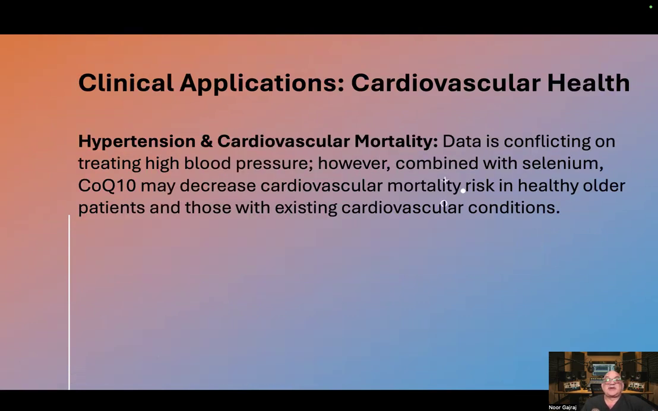Hypertension and cardiovascular mortality. Data is conflicting on treating high blood pressure. However, combined with selenium, CoQ10 may decrease cardiovascular mortality risk in healthy older patients and those with existing cardiovascular conditions.